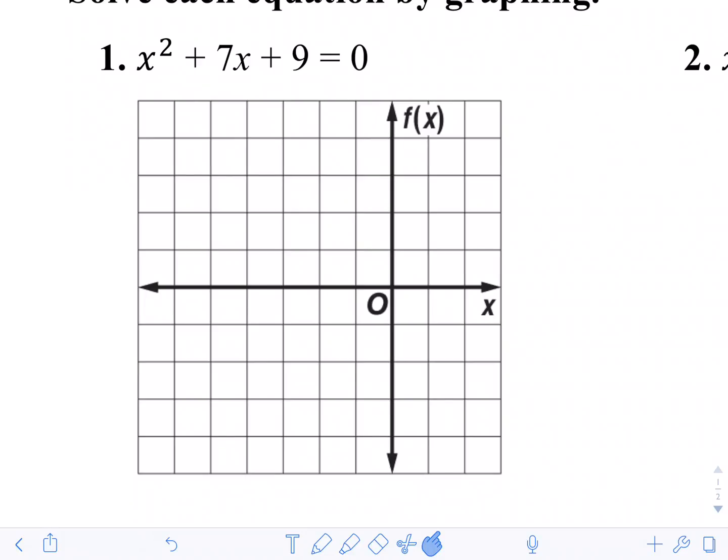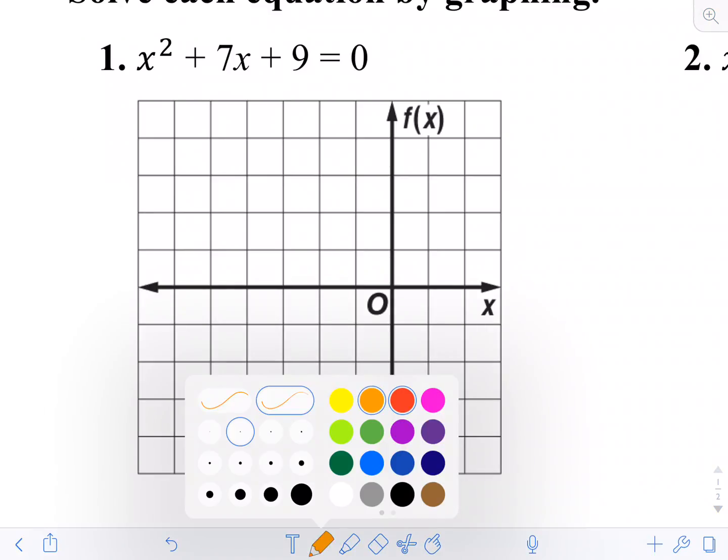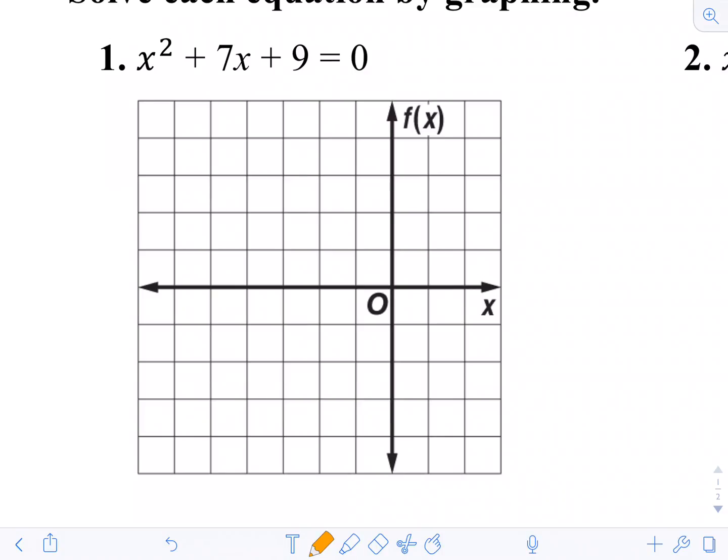Let's see, -6, 3. I can plot that point. Then I can plot -5, -1. Then -4, -3. Then -3, -3. Then we have -2, -1. Then I have -1, 3. And then after that, we would have 0, 9.